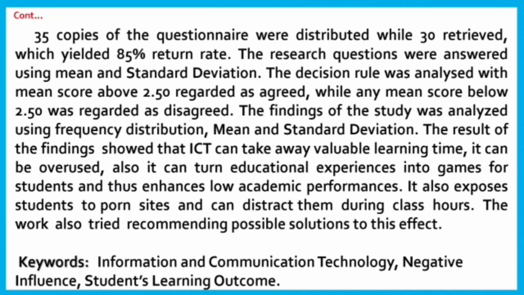For data collection, the researcher used 35 structured questionnaires and distributed them to the respondents, but 30 questionnaires were brought back or recovered from the respondents. Then the research questions were answered using mean and standard deviation. The decision rule was that a mean score above 2.50 was regarded as agreed, while any mean score below 2.50 was regarded as disagreed.